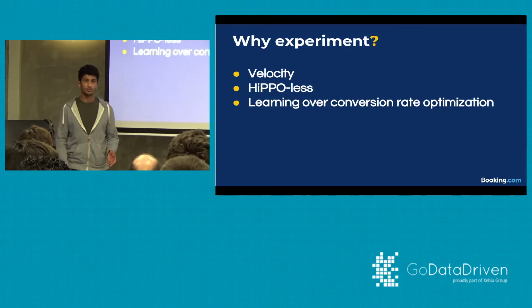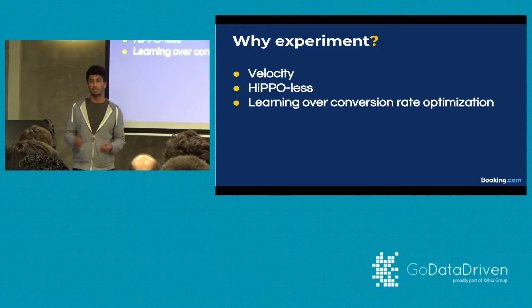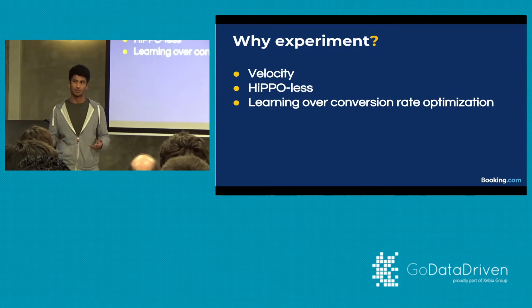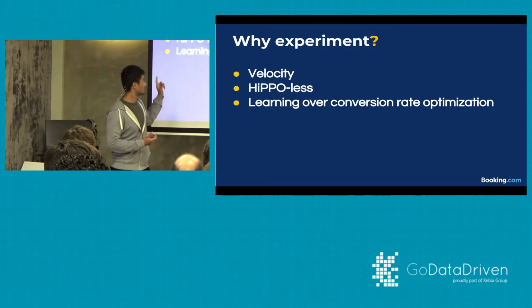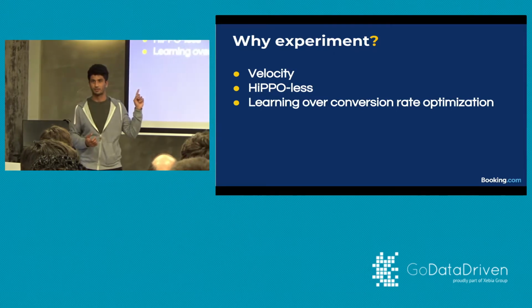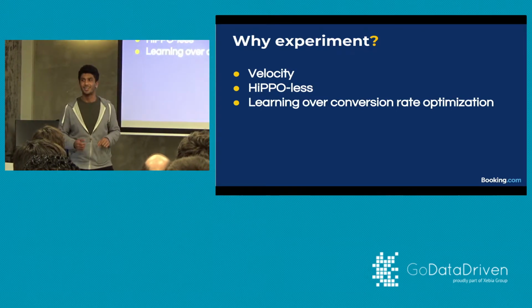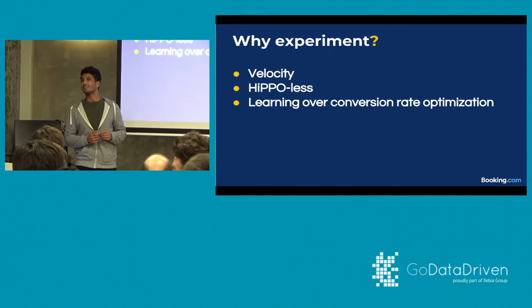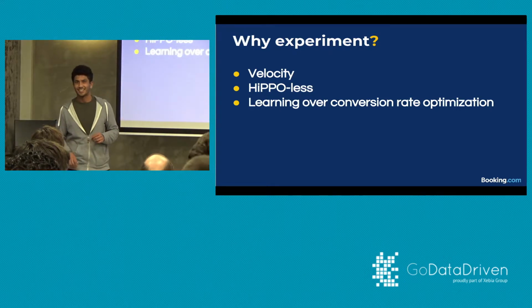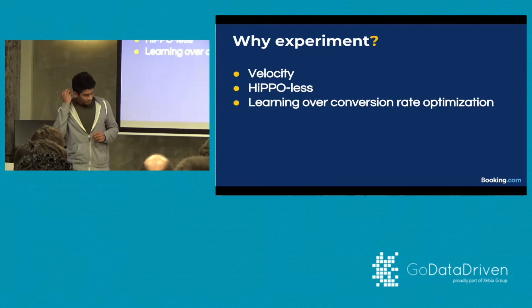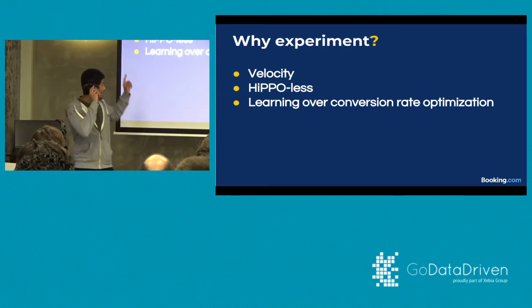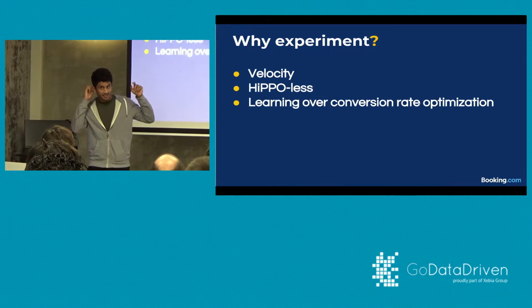The first reason is, of course, velocity. Experiments are easy to turn on and off, and they allow us to move that much faster than complete releases. Who's aware of this term HIPPO? Who knows what that means? Lucas knows. Hope you don't mean the CMS. No. Highest paid person's opinion. Exactly. So HIPPO is highest paid person's opinion, right?